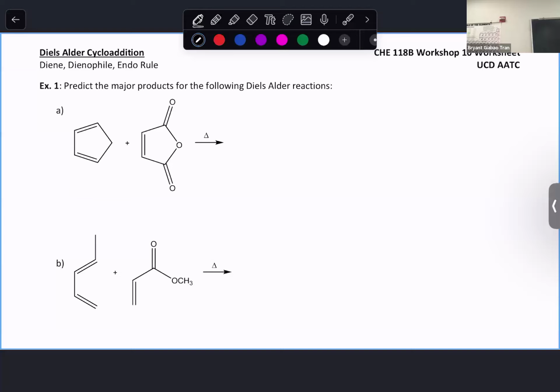Yeah, if there are different EWGs on it, they would give you diastereomers. That's the case where they give you diastereomers, where the groups are different.